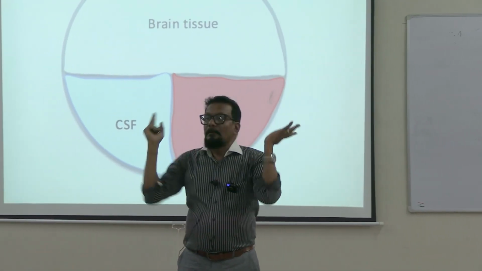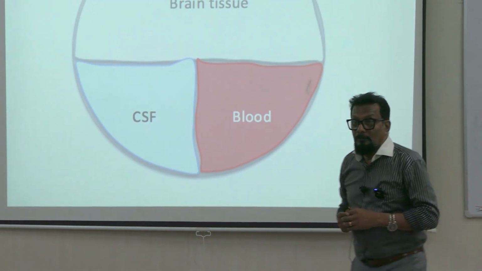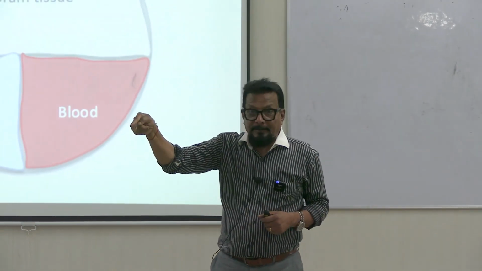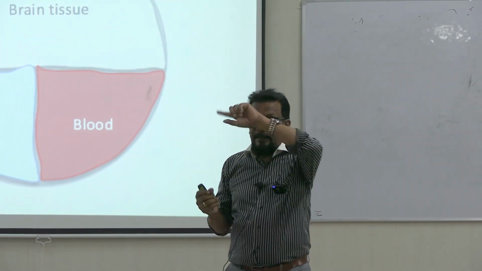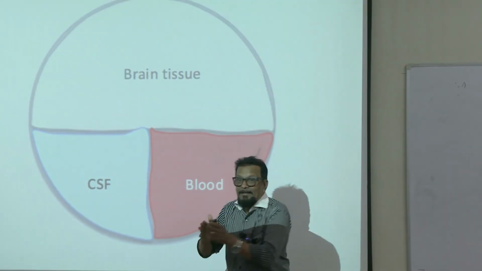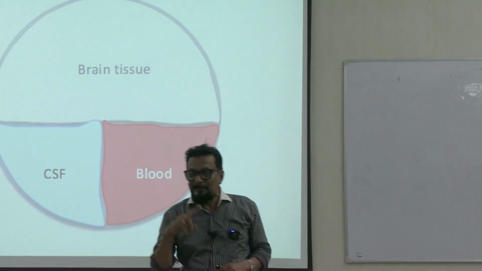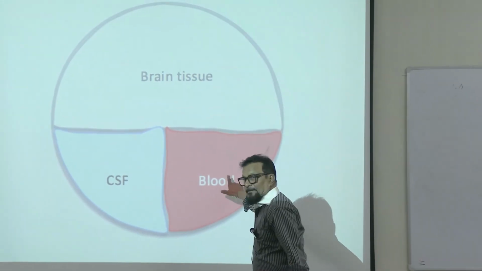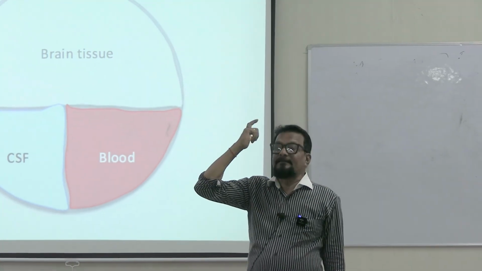Suppose ICP, intracranial pressure, has increased. In that case, what will I do? I will compress the blood vessels, so less blood will be there in the cranium, and the pressure within the skull will come to normal. And if ICP is reduced, then what will happen? The vessels will be dilated, some more blood will come, and again the pressure within the brain will be maintained. So in this way, by constricting or dilating the blood vessels in the brain, we can balance the intracranial pressure.